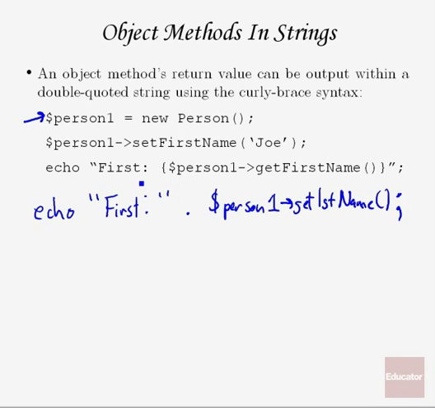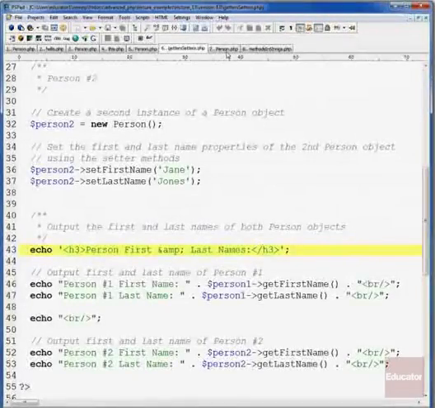And that's something that, let's say this wasn't an object. Normally for a function we couldn't do that anyway. If we had a function called getFirstName, not an object method, just a function, we wouldn't be able to include that normally within double quoted strings anyways. So let's just take a look at this in action.